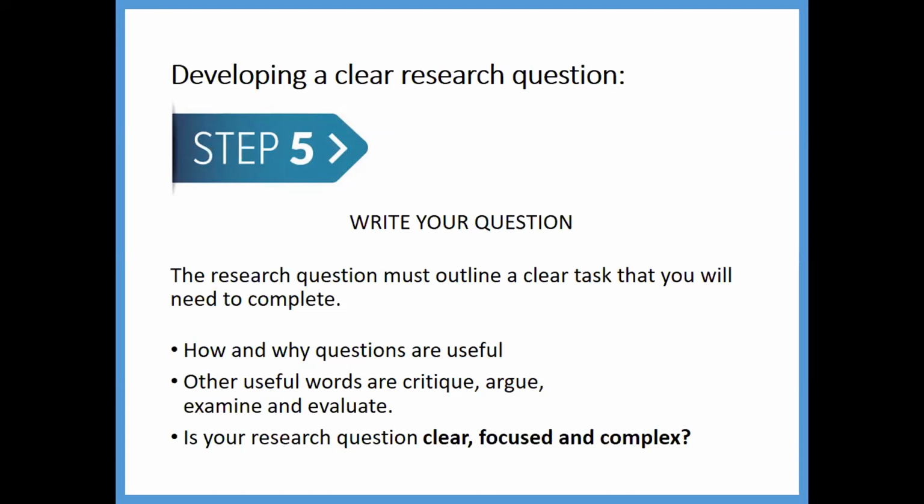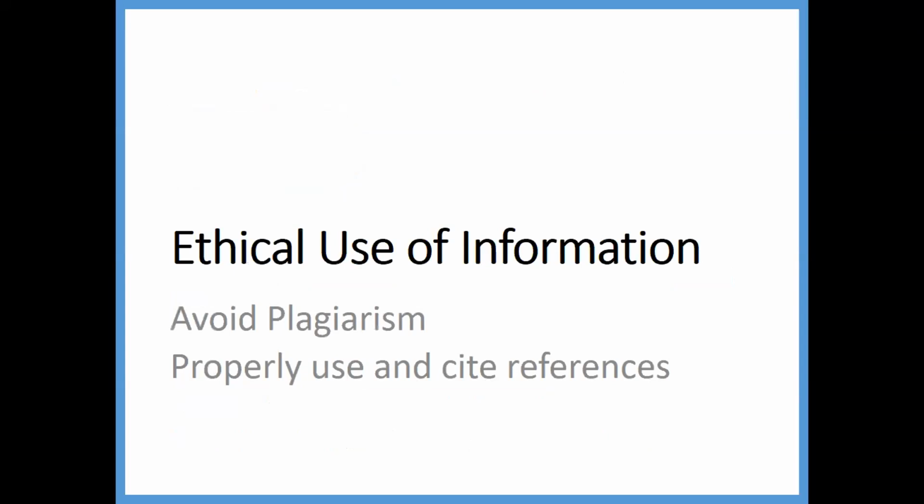At this step, you're well on your way to having a focused research paper, constructing your thesis, or actually writing out your paper. So you're going to engage more in the research process. And when you do that, it is important to use the information that you have gathered in an ethical manner. And what does that mean? You want to avoid plagiarism and you want to properly use and cite your references.